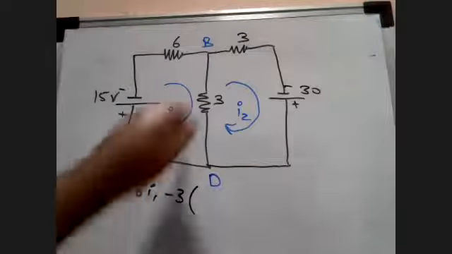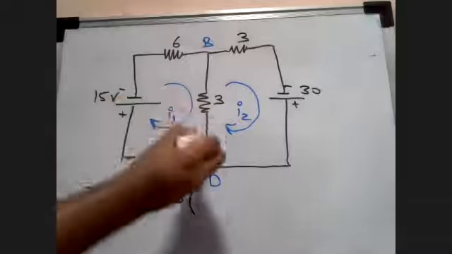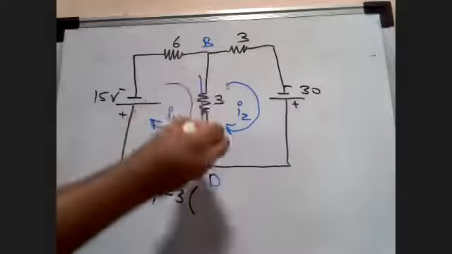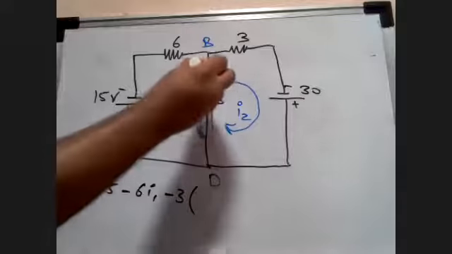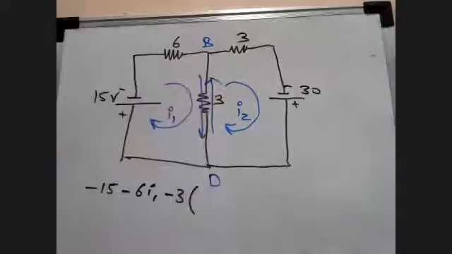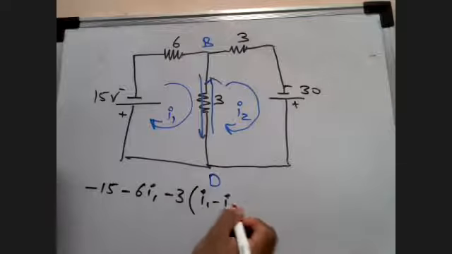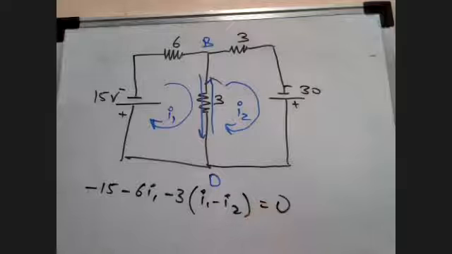The reason is because I1 is going clockwise, I2 is going anti-clockwise through this. I1 travels like this in this manner, I2 travels upwards. So there is a difference. So it is going to be minus 3 times I1 minus I2, and that is going to be equal to 0. What will you get for this? Can you solve it?